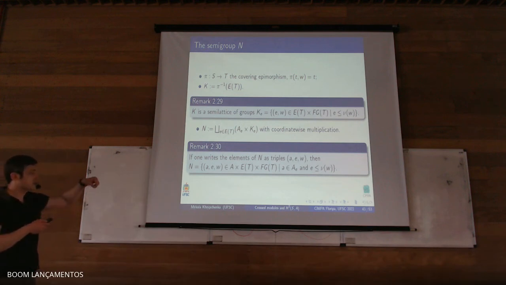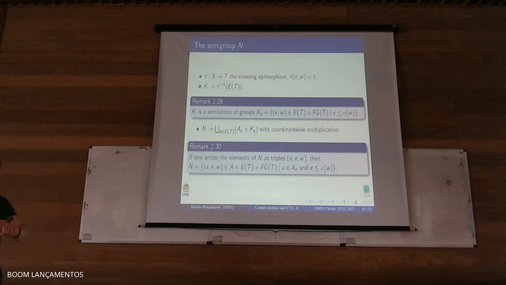What about the second term in our sequence? It will be the following. In the group case, you had a direct product. You had the kernel multiplied by A. In this case, you have the kernel, I denote it by K, and it turns out to be a semilattice of groups. No, just groups, sorry, which have this form.